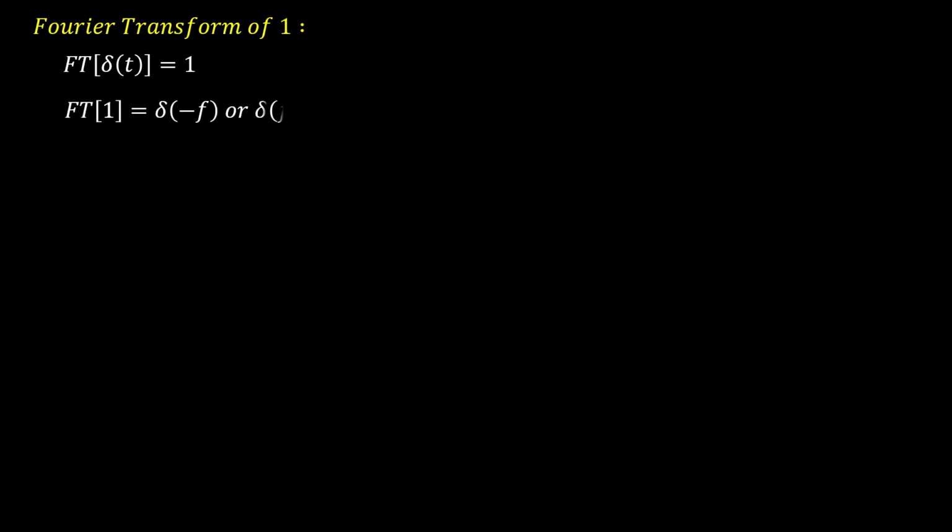Similarly, we can see the Fourier transform of 1 in terms of f. The Fourier transform of del t is 1. Now we will apply the duality property to find the Fourier transform of 1. So by the duality property, the Fourier transform of 1 is del of minus f, and del f is an even function, so we can write the Fourier transform of 1 as del f.